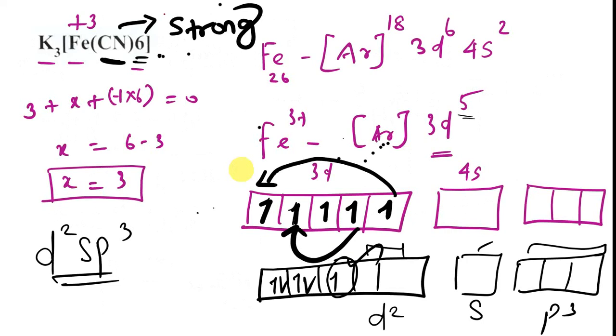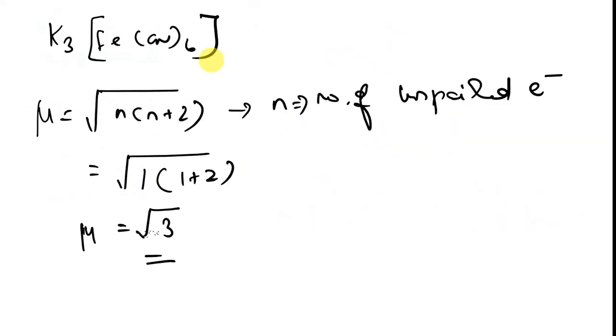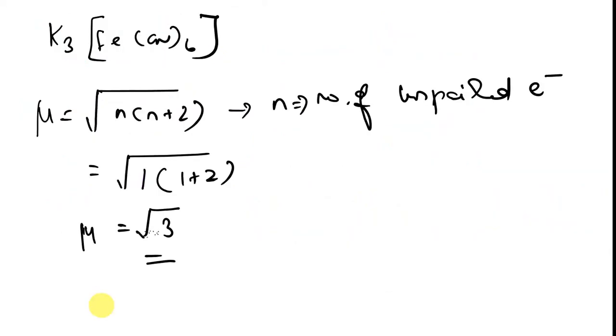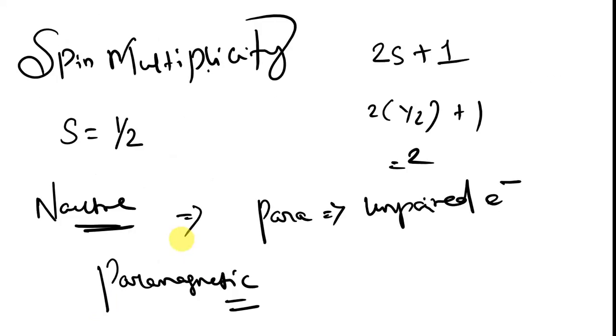So let us go for K3[Fe(CN)6]. So what we had identified so far. The oxidation state is +3, CN is a strong ligand, and the hybridization is d2sp3 hybridization, and magnetic moment is root 3, and spin multiplicity is 2, and nature is paramagnetic. Right? That's it.